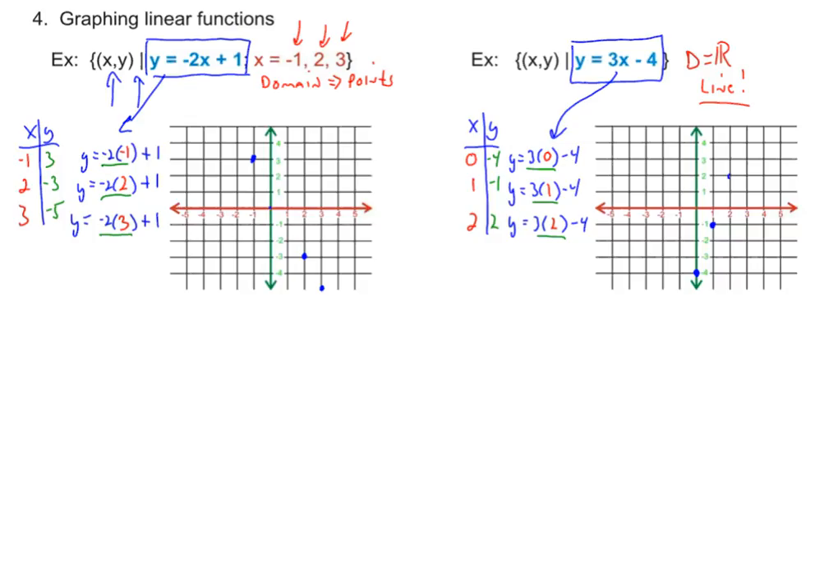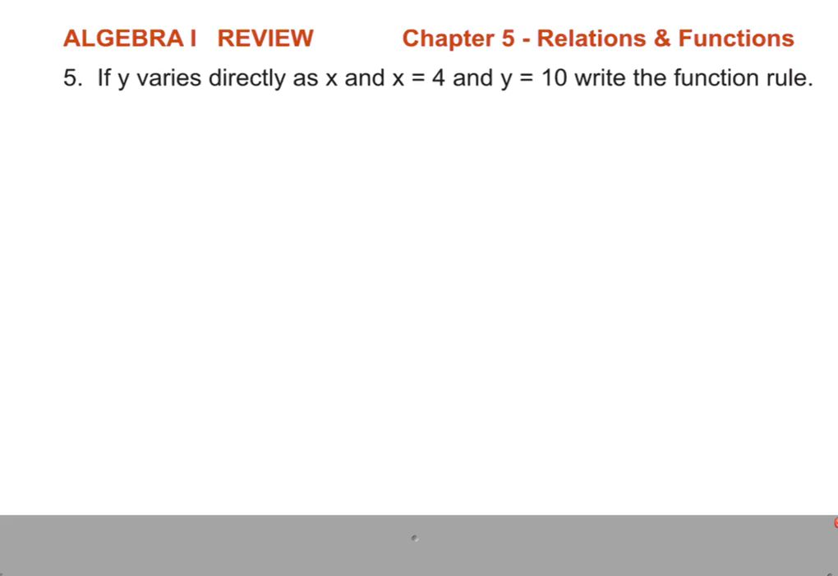Now, if you're correct, all 3 of your points will line up in a line, and don't forget this is a line, and therefore we've got to draw a line through it. Arrows on both sides, meaning that this line goes forever down and to the left and forever up and to the right. Okay? So graphing linear functions. First one, a definite domain. It's just the points. Second one, no domain given. Domain is all the real numbers. You get a line.